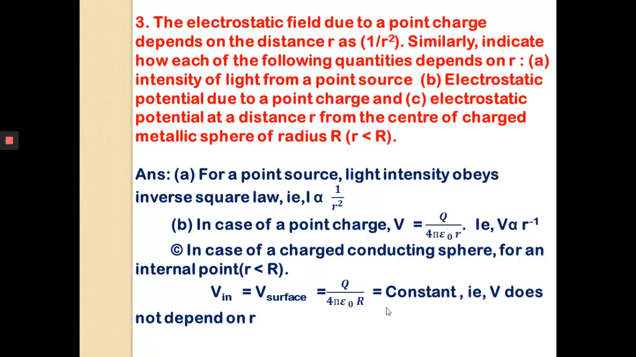Okay, in the case of a charged conducting sphere, at all the internal points, the electrostatic potential will be the same as at the surface. V is not depending on the internal points. Clear? So these are some of the questions based on electrostatic potential.